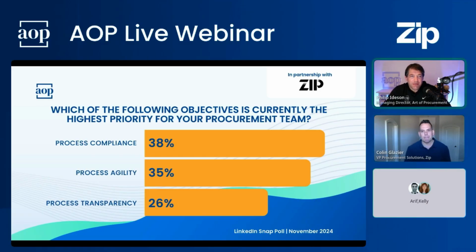What's interesting for me with orchestration is that you're not focusing on one of those in a silo. You can have compliance and agility, whereas before it was always a trade-off: having compliance was going to impact my agility, and maybe even my transparency. Now you can actually address all 3 of those at the same time. Arif, how would you rank these for Chime?